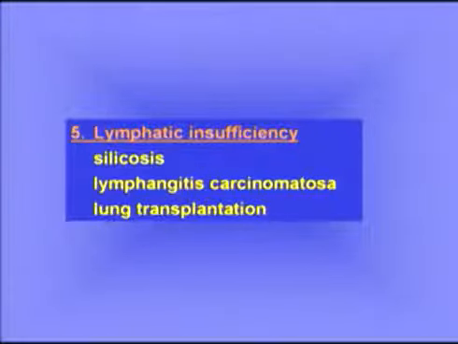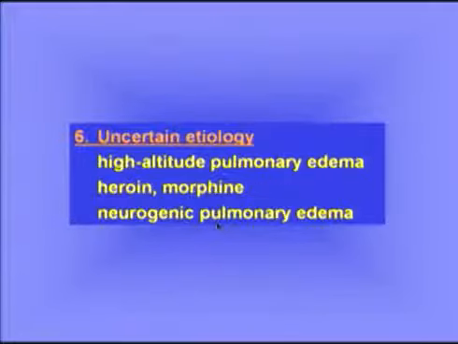Lymphatic insufficiency is a rather uncommon cause, but does occur. In silicosis, for example, the silica particles are very toxic. They're picked up by the macrophages, which enter the lymphatics perhaps, and the macrophages die and they plug up the lymphatics. So that sometimes occurs. Lymphangitis carcinomatosa, where you get carcinoma cells plugging up the lymph vessels, is another example. And in lung transplantation, you get pulmonary edema, and of course there are no lymphatics that are transplanted, but there it's an immunological problem probably.